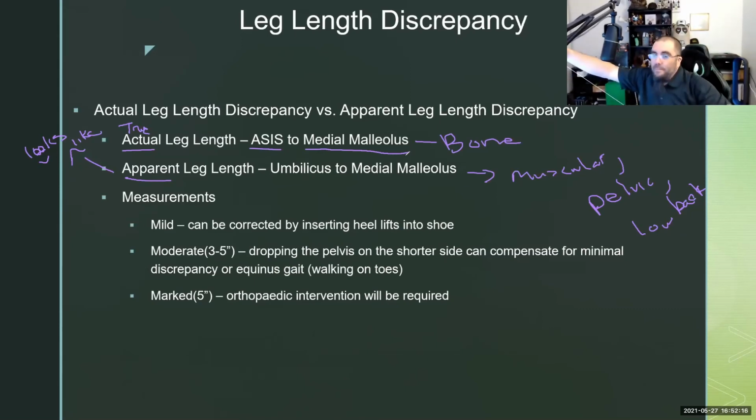And you measure from the ASIS down to the medial malleolus, and then you do the same thing from the other ASIS down to the medial malleolus. Then if we're going to measure apparent, we measure from the umbilicus, which is the other term for belly button, down to the medial malleolus, and then down to the other medial malleolus. And then we compare our findings. A mild leg length discrepancy is less than 3 inches. It can be corrected by using a shoe lift.